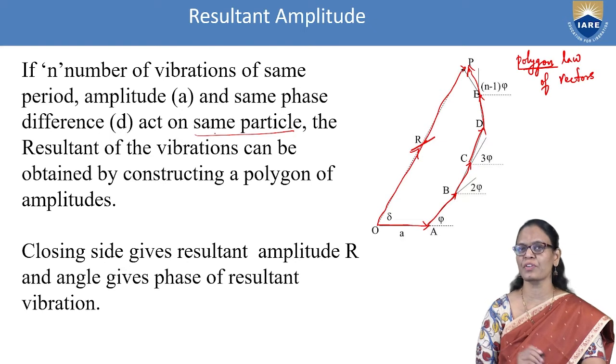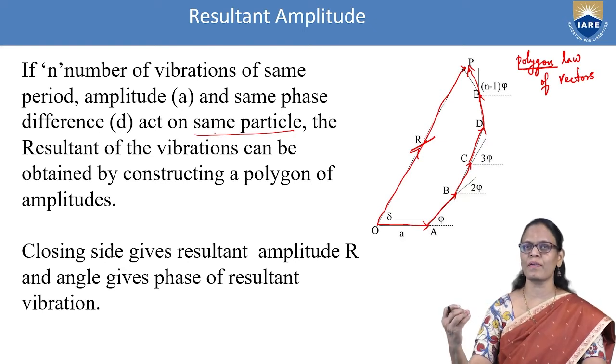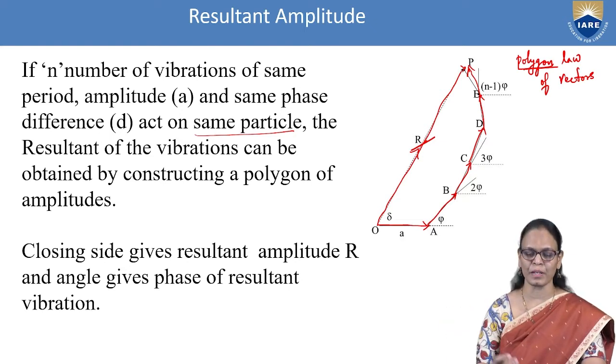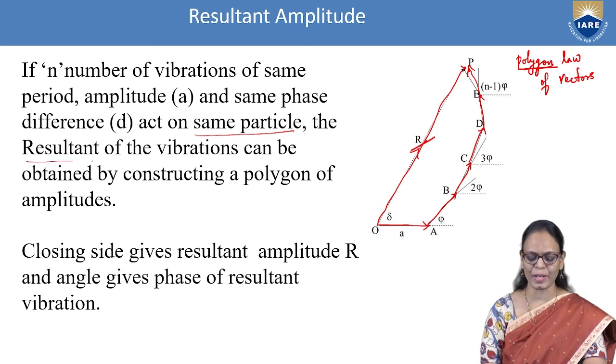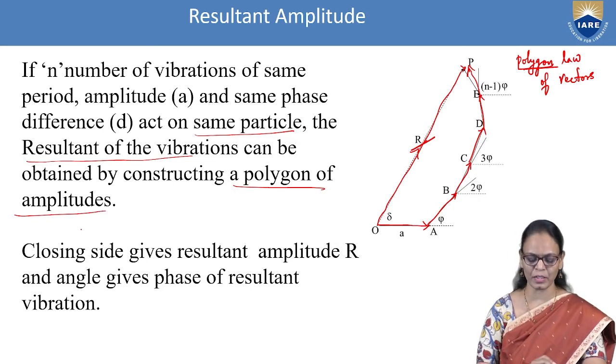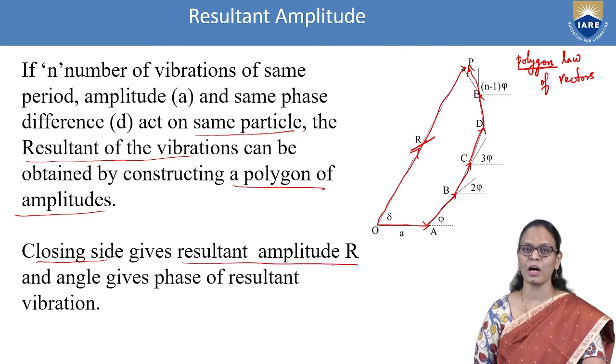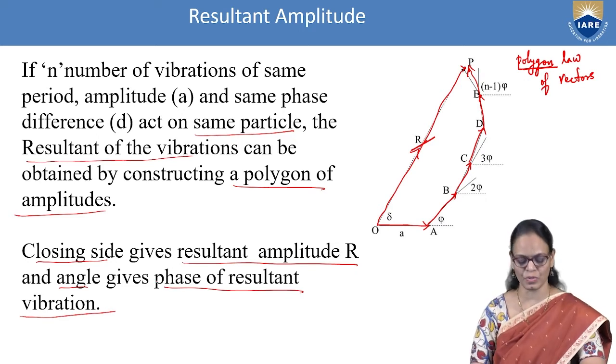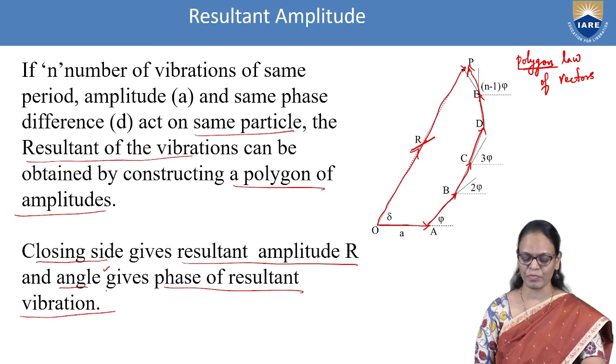So, this is the situation we are seeing because of a number of waves coming to a point P. The resultant of the vibrations can be obtained by the polygon law. By constructing a polygon, the closing side gives the resultant amplitude R, and the angle gives the phase of the resultant vibration. If you have to find the phase, you can calculate the angle. So, what is the formula for R?